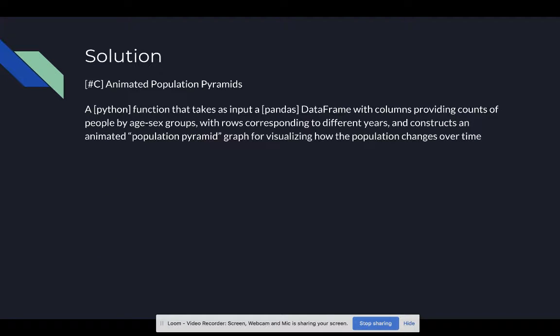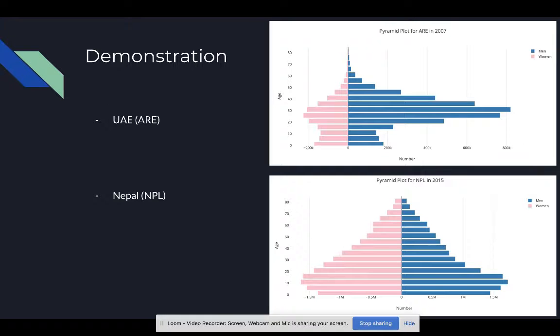Okay, so that was the animated population pyramid that we just demonstrated, and we had a couple of other examples as well. The first one was the UAE, and if you look at the population pyramid for the UAE, it's pretty interesting because it's heavily skewed towards men, with a higher male population than female.